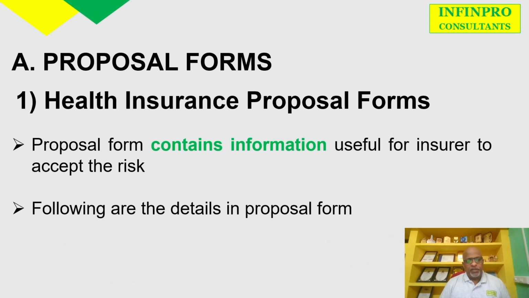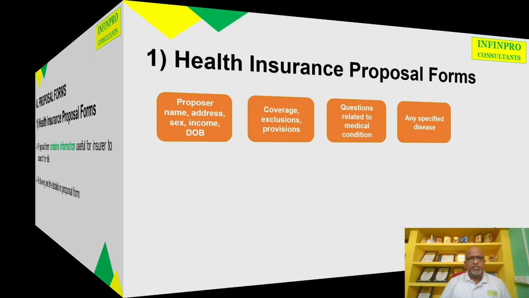Right, so let's start with the proposal form. The proposal form contains information useful for the insurer to assess and accept the risk based on the details shared by the customer in the proposal form. This is the first stage, the proposal form being filled by the customer and submitted to the health insurance company.